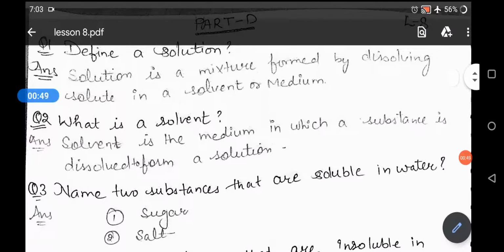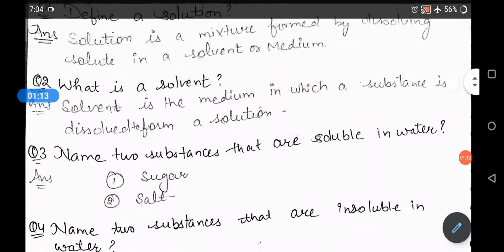Question number 2 is what is a solvent? So solvent is the medium in which a substance is dissolved to form a solution. Solvent is the medium and solute is the substance. So solvent is the medium in which a substance is dissolved to form a solution.